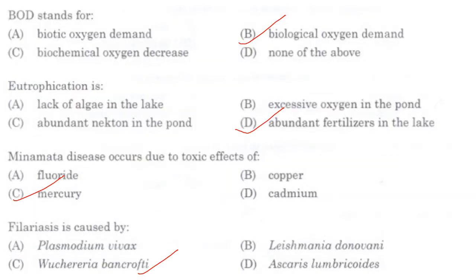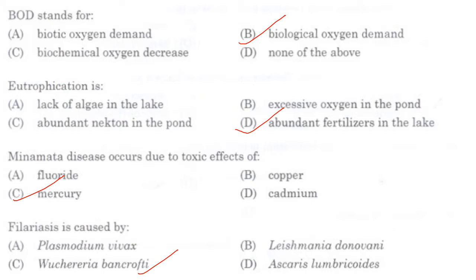Then BOD stands for biological oxygen demand. Answer is option B. Then eutrophication is abundant fertilizers in the lake. Answer is option D. Minamata disease occurs due to toxic effects of mercury. Answer is option C. And filariasis: they have given the names of various organisms that cause various diseases, and they have asked to choose the one which causes filariasis. So answer is option C.